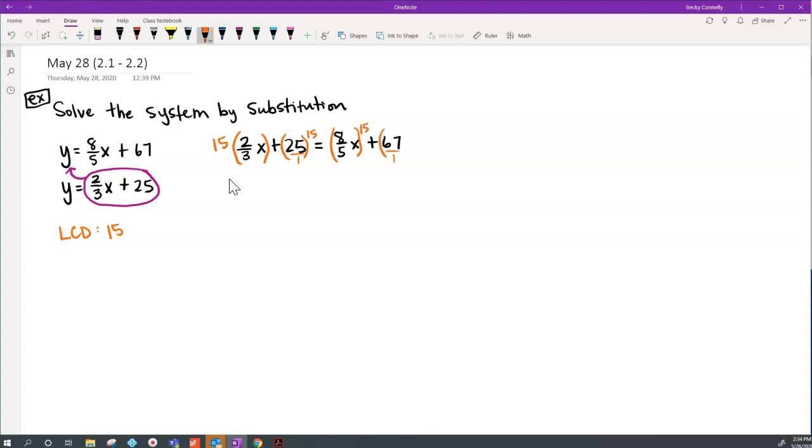Over here and here, right? So make sure everybody gets multiplied by 15, not just the ones that have the fractions in it, but to keep it all equaled out, all balanced in our equation, we got to multiply everything by that number.